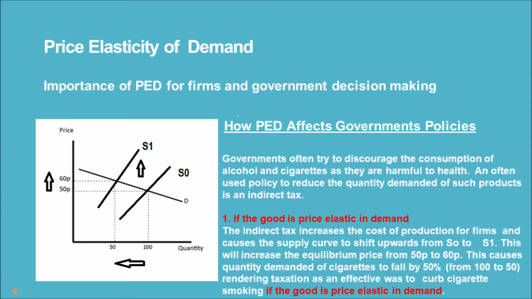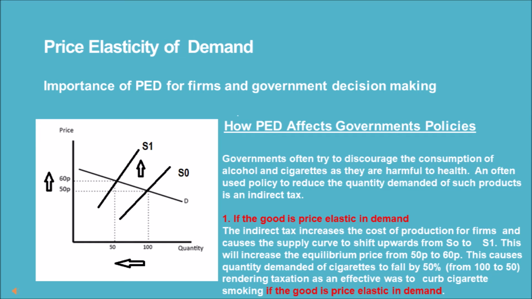How PED affects government's policies. Governments often try to discourage the consumption of alcohol and cigarettes as they are harmful to health. An often used policy to reduce the quantity demanded of such products is an indirect tax.